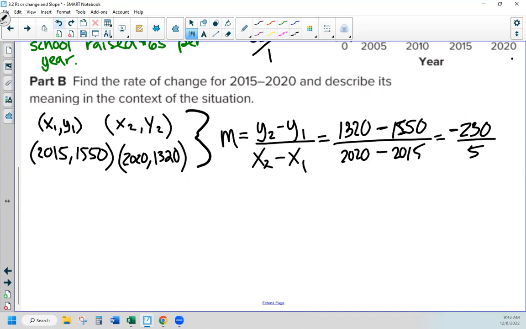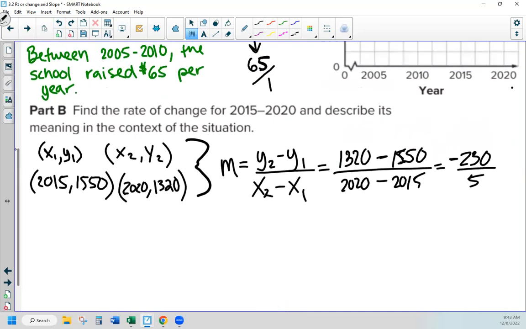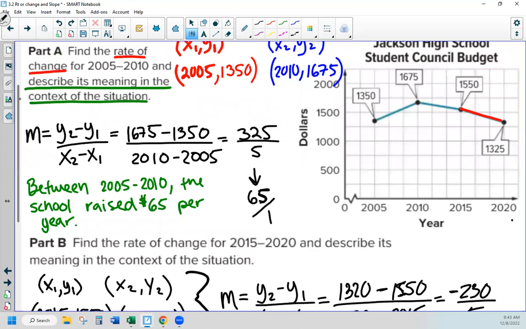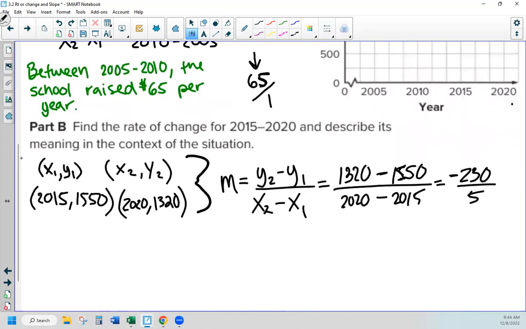Okay, now that assures us, once again, look at the line. It makes sense. We have a negative sloping line. It's going down from left to right, so we have a negative slope. That number ends with a 0, so it is beautifully divided by 5, giving the number 46. So this becomes negative 46.